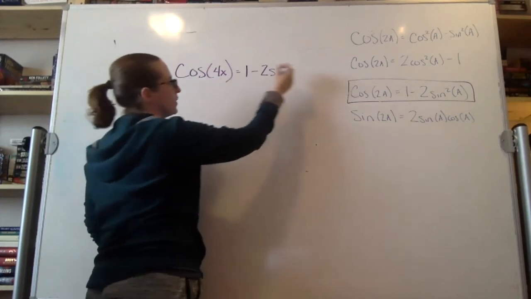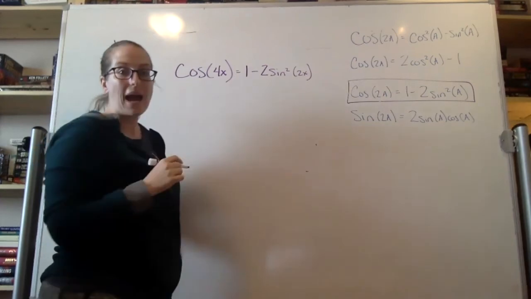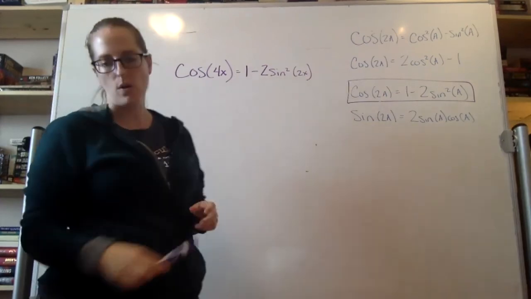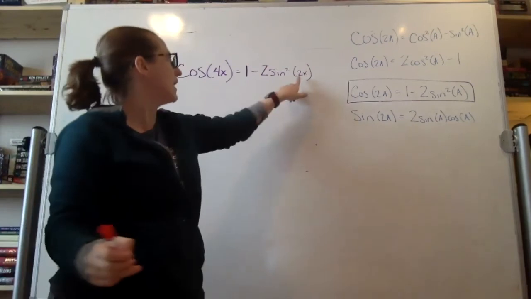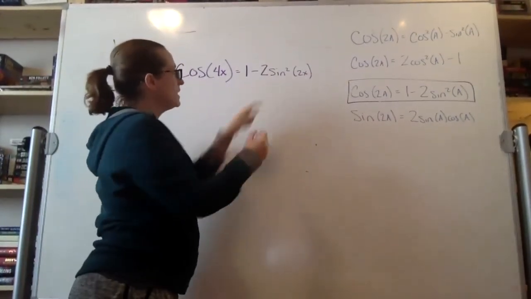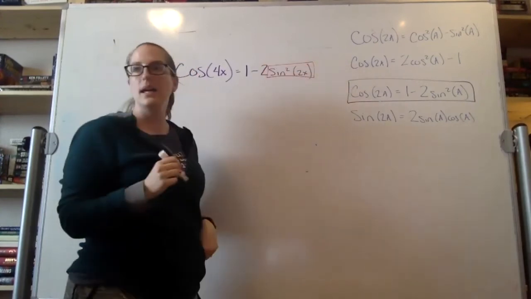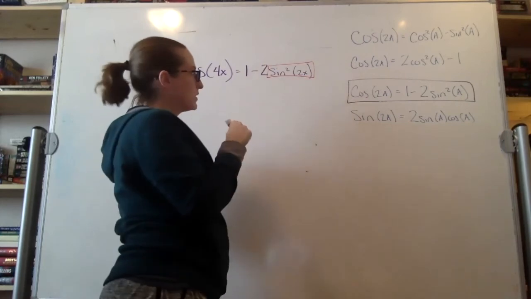What's half of 4x? Well, it's 2x. Okay, so now we're halfway there, but remember that our goal is to write this just in terms of x, not 2x. So what we need to do now is rewrite this term here, again, using one of our formulas over here.